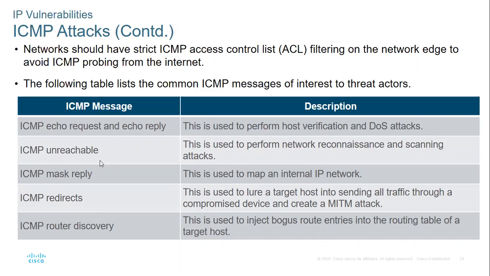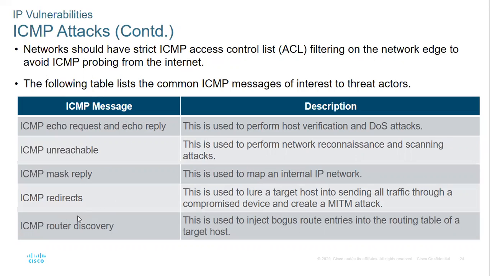ICMP unreachable messages. This is used to perform network reconnaissance and scanning attacks. Okay, ICMP mask reply. The threat actors are able to use these type of messages to come up with a map of how the devices are connected in your organization.